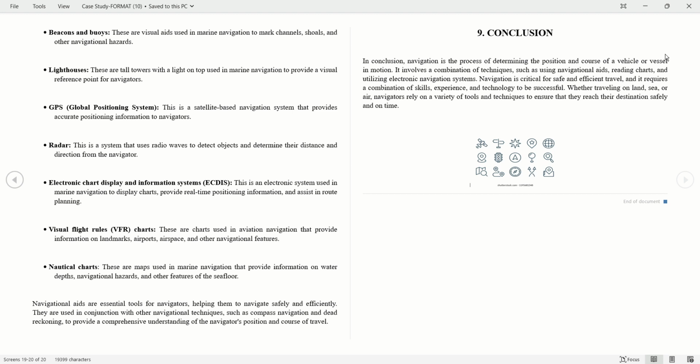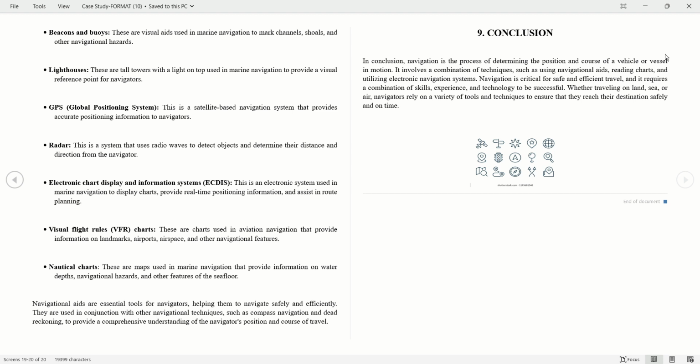So, navigational aids are essential tools for navigators, helping them navigate safely and efficiently, and they are used in conjunction with navigational techniques such as compass navigation and dead reckoning, to provide a comprehensive understanding of the navigator's position during the travel. And next, coming to the conclusion.